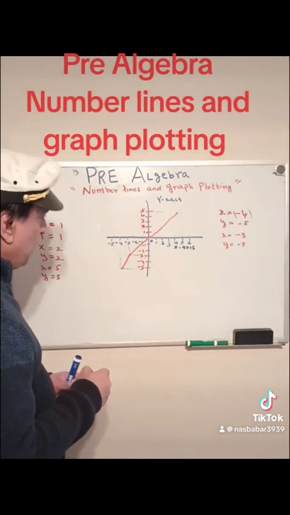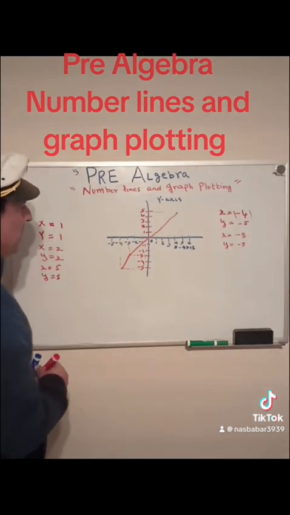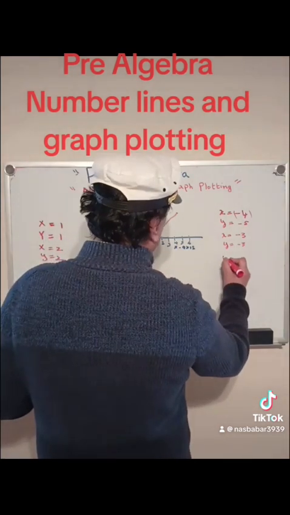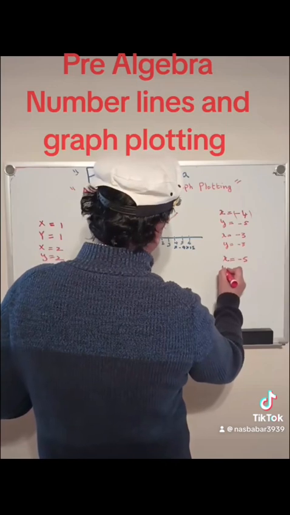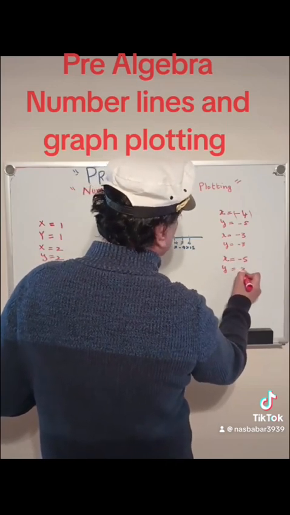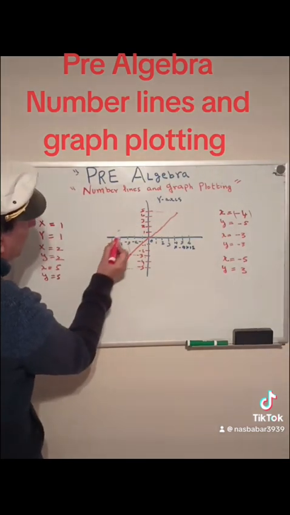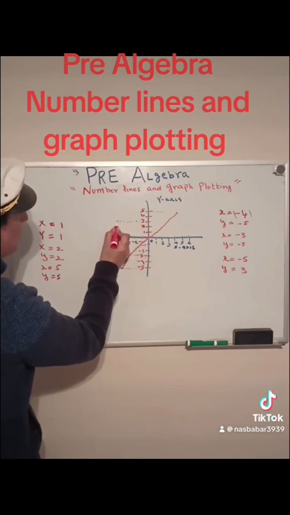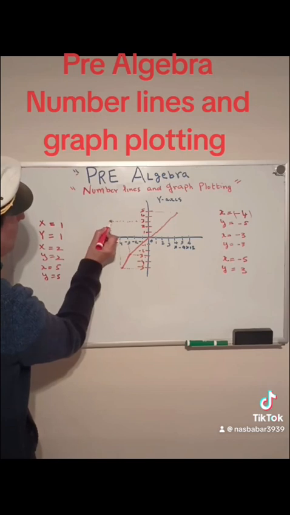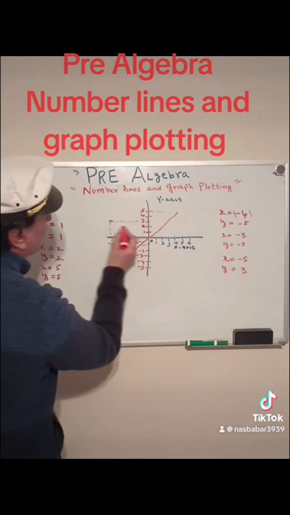Let's do one more example. Let's say we have x equal to -5 and we say y is equal to 3. So x is -5, which is right here, and y is equal to 3. So I draw a dotted line up till here and then go up. This is a dotted line. So this is my point, where x is -5 and y is 3.